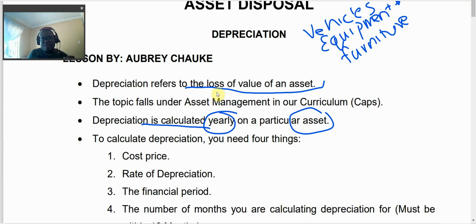You have to find out each and every year the value that that particular asset depreciated by. You need to be able to find that depreciation for that particular asset. That's why if you check, when you prepare an income statement, you will have depreciation. What you're saying is that for this year, my assets have depreciated by this particular amount. So that's why I'm saying to you that depreciation is calculated on a yearly basis.